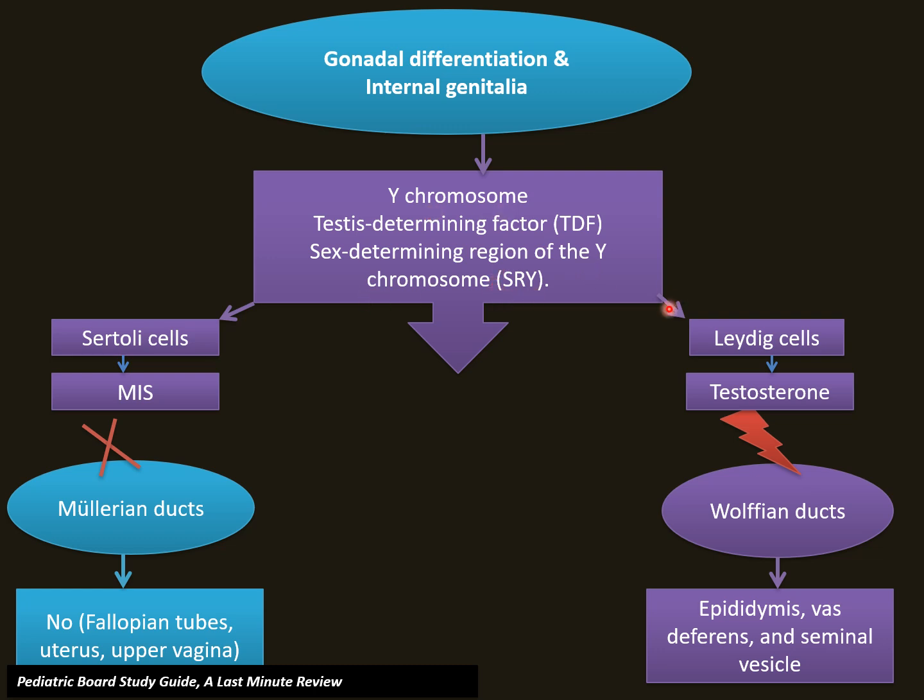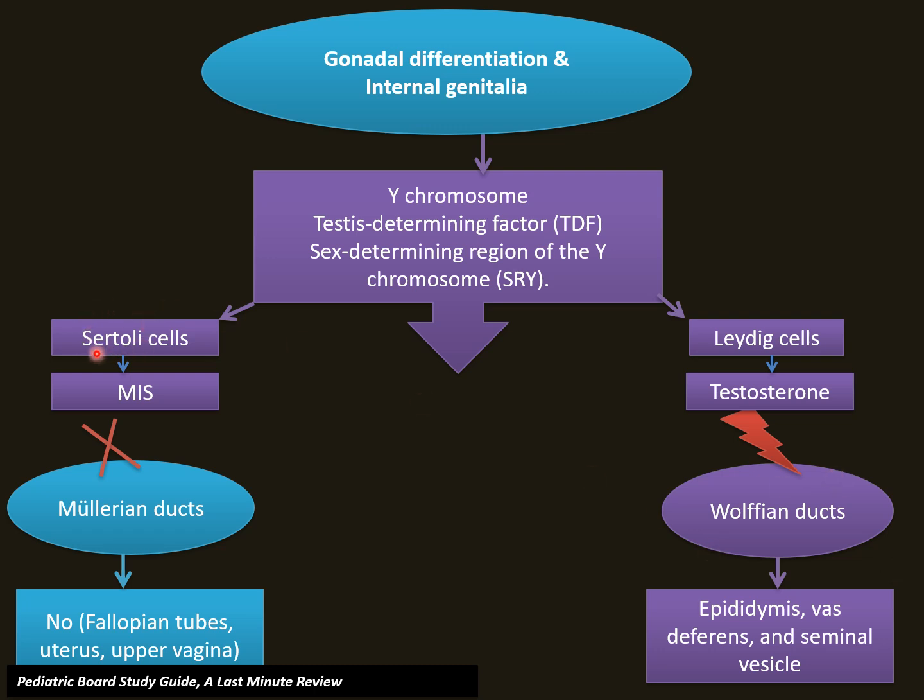This will stimulate the Leydig cell to produce testosterone, and the testosterone will stimulate the Wolffian ducts to develop epididymis, vas deferens, and seminal vesicles. Without testosterone or without Leydig cells, this will not develop. So if you have insensitivity to the testosterone, none of that will develop. The person will look like female external genitalia.